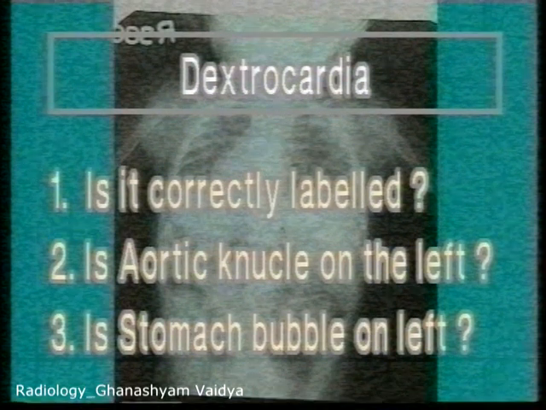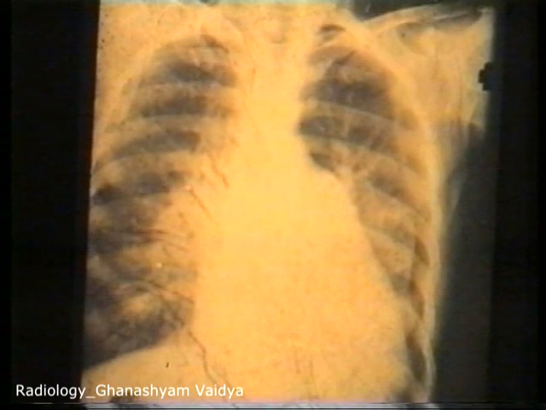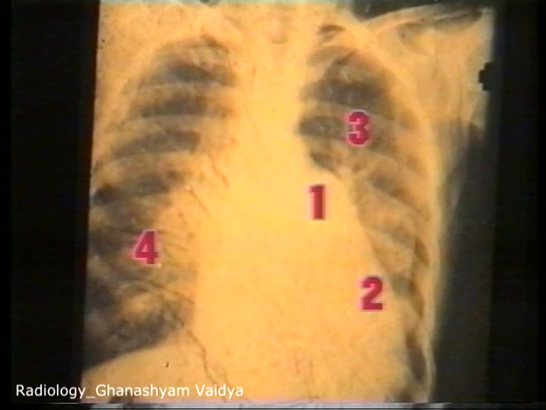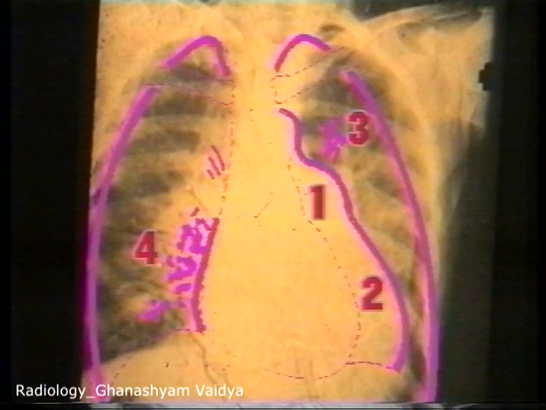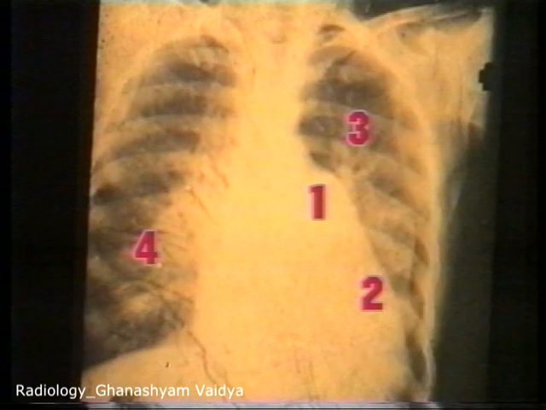Now we will study some more X-rays. This X-ray shows number 1 marked left atrial dilatation, which is presenting as a convexity on the left heart border. Number 2, left ventricular enlargement with downward and outward displacement of the apex, a picture consistent with mitral regurgitation. Number 3, prominent upper zone vessels suggesting pulmonary hypertension. And number 4, patchy opacities on the right side due to pulmonary edema.